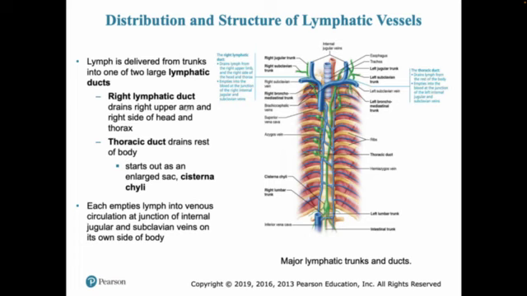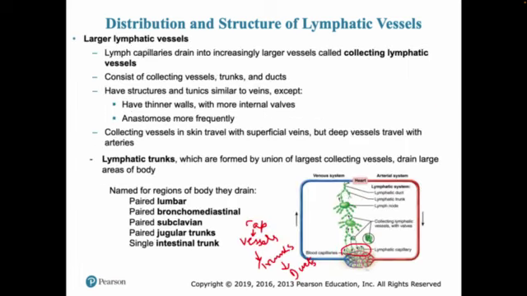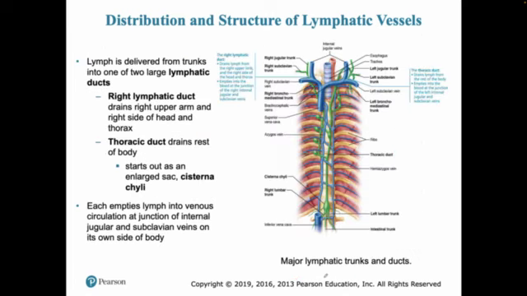Now lymph is delivered from the trunks into the ducts. Two ducts we have. One is the right lymphatic duct, which is on the right side. It basically drains the upper right arm and the right side of the head and thorax. The thoracic duct is on the left side, which starts out as a sac-like structure called the cisterna chyli, then goes forward and empties into the left side.